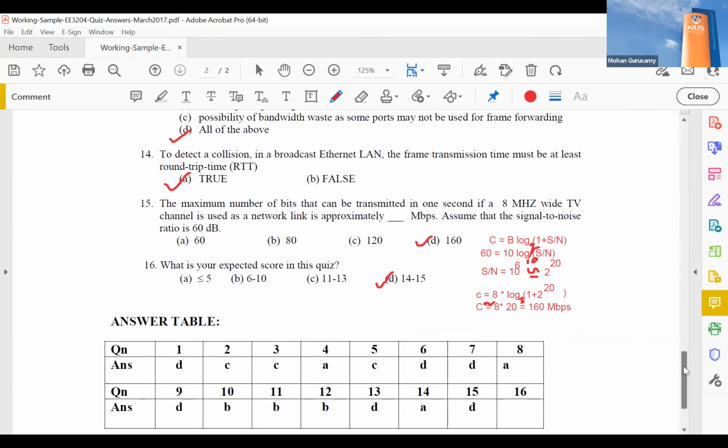maximum number of bits that can be transmitted in 1 second. Maximum number of bits that can be transmitted in 1 second means the link capacity or channel capacity. Channel capacity is the maximum data rate. That's what is asked. If the TV channel bandwidth is 8 megahertz, that means one video content, one channel, uses up 8 megahertz. If you want to manually tune, you can see the frequencies of the channels. You will see the difference of 8 megahertz.